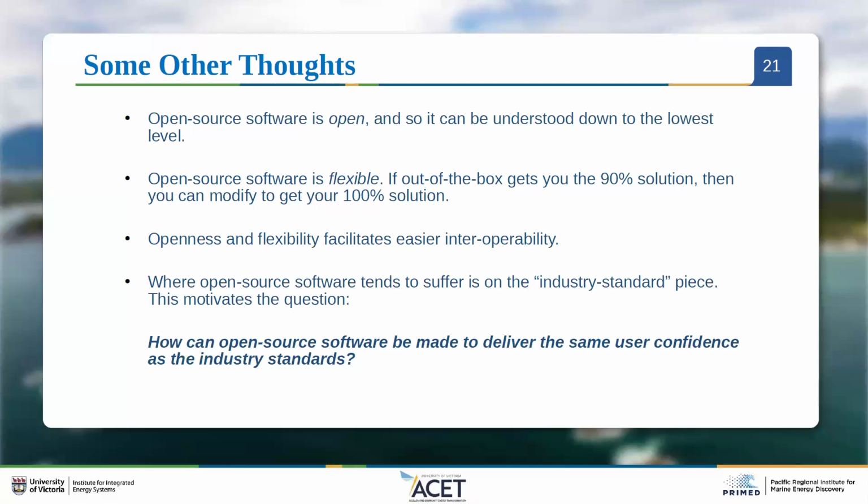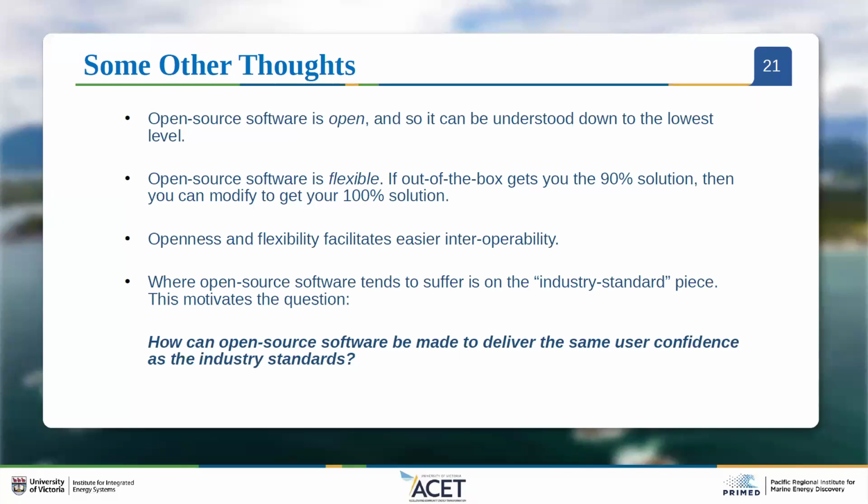Some other thoughts on open source. Open source software is open, so it can be understood. If there's something in the documentation that isn't clear, you can always look at the source code to understand exactly how the model is working. It's also flexible. We've seen a couple of examples of that today already. It can be made to do whatever you need it to do. And that openness and flexibility facilitates easier interoperability. It's also better for collaboration between different researchers. We can all work together using the same language and the same tool.